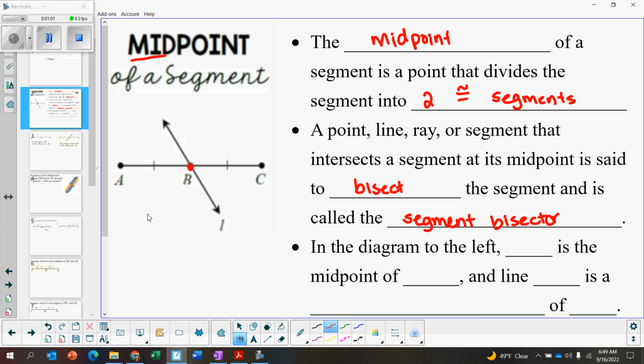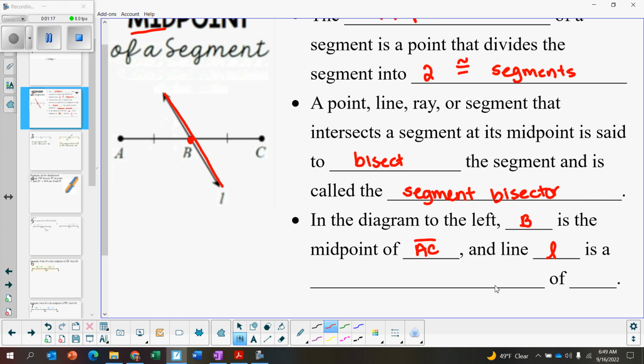Right? So in this picture, point B is the midpoint of segment AC, and line L, right, this is line L here, is a segment bisector of segment AC.